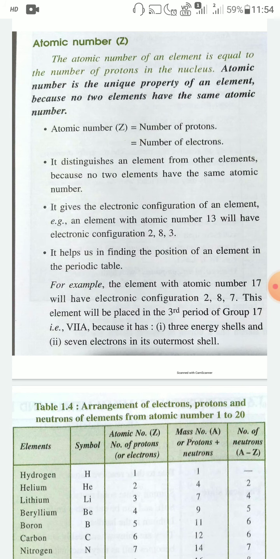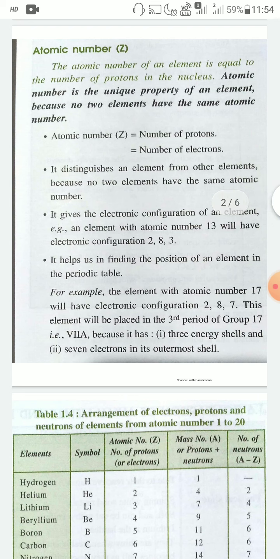Atomic number is generally represented by Z. Atomic number is equal to the number of protons, and we know that the number of protons in the nucleus is equal to the number of electrons. So atomic number distinguishes one element from another, because no two elements have the same atomic number. Atomic number gives the electronic configuration of an element.